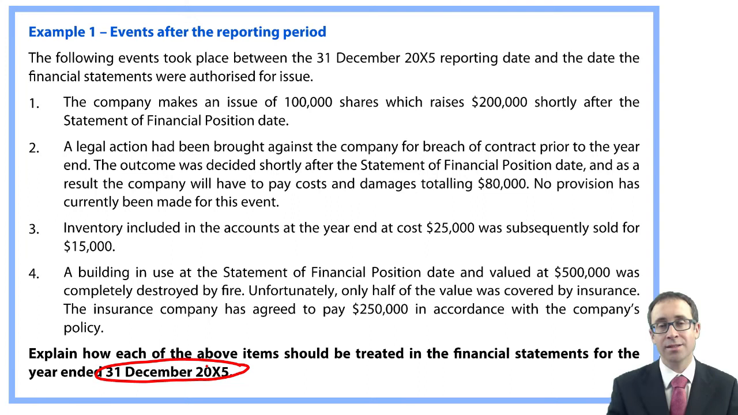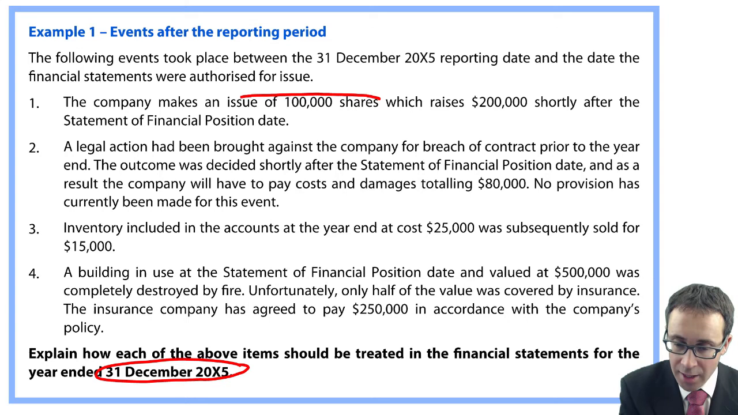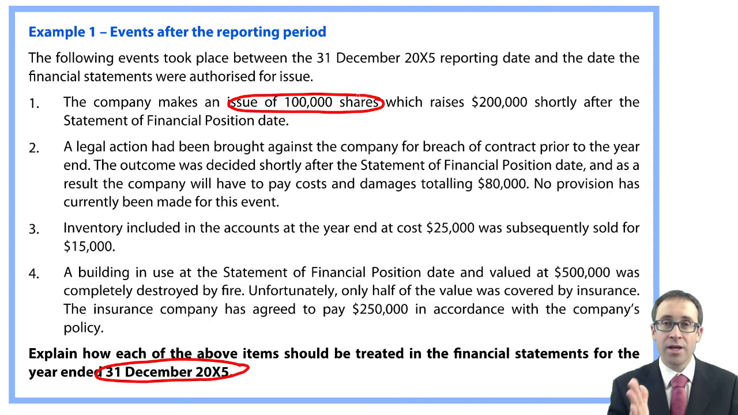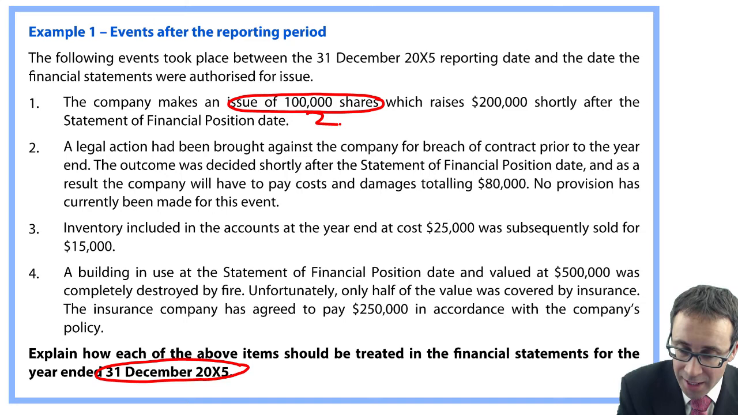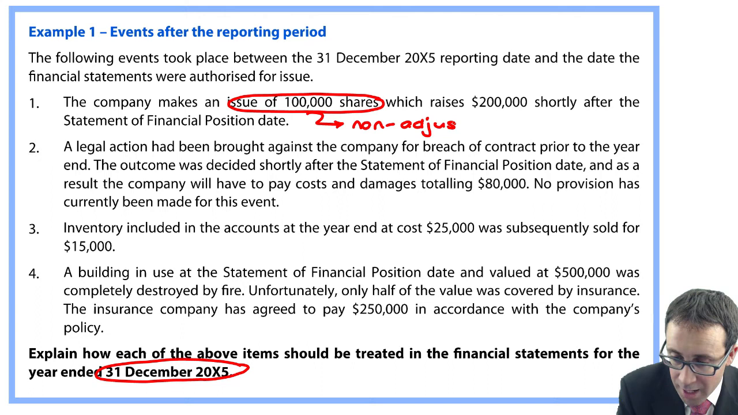Okay. So number one, it says the company makes an issue of 100,000 shares. So there has been an issue of shares which raises 200,000 shortly after the statement of financial position date. Well, the issue took place after the reporting date. Now, the shares weren't in issue at the reporting date, so the condition did not exist, did it? So therefore, what you have is any issue of shares is classified as a non-adjusting event.